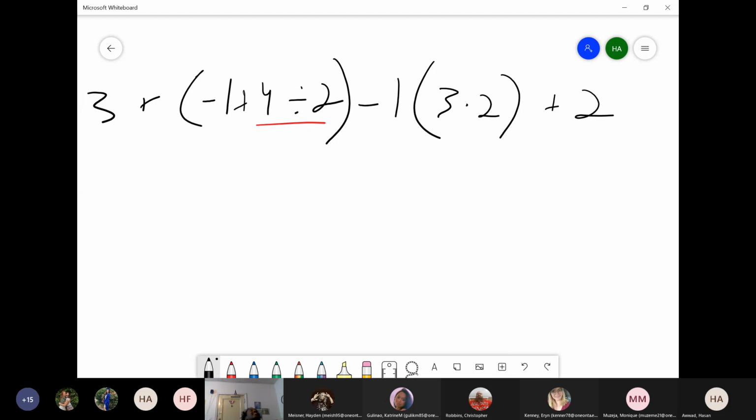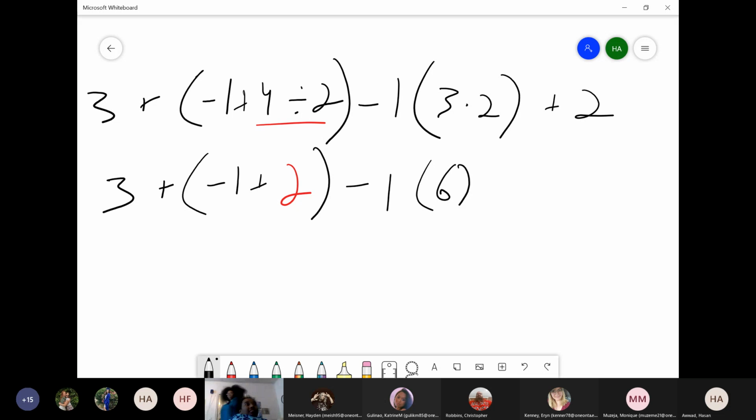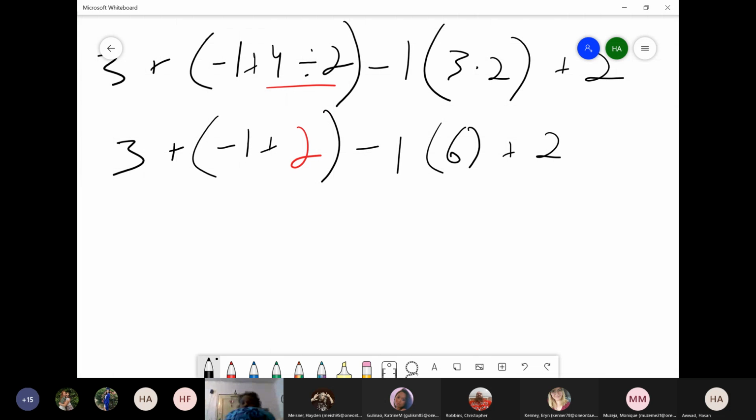So when we simplify this, I'm just going to bring everything else down. We have 3 plus -1 plus, and we have 2, right? 4 divided by 2 gives you 2. Then we have -1, and in the same step, I'm just going to do the next parentheses as well. So in the next parentheses over, we have inside of it 3 times 2, right? So we have -1 times 6, and we still have the +2 over here. Okay, well, we did some stuff. We condensed it. We got rid of some of the operations going on.